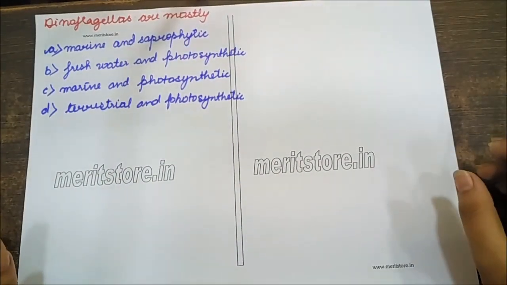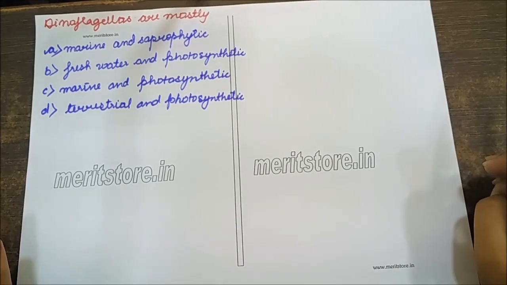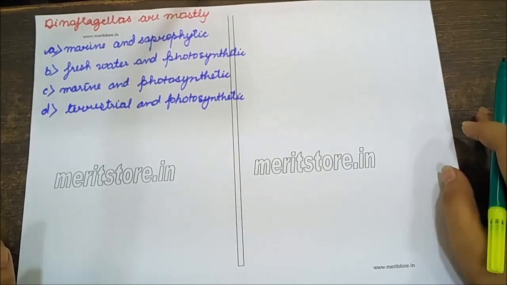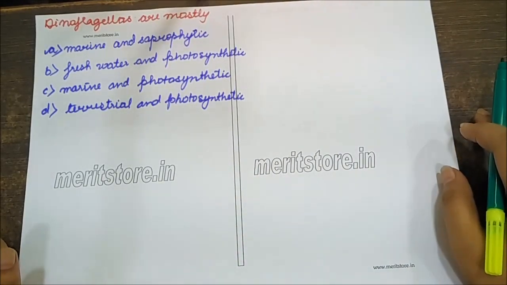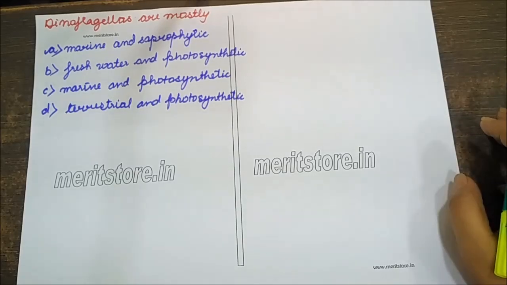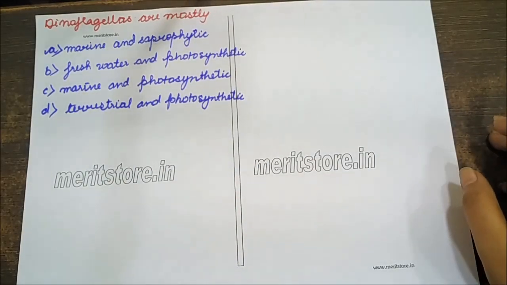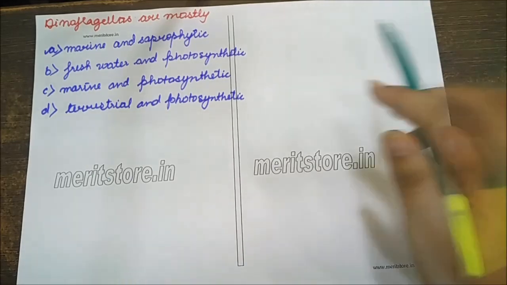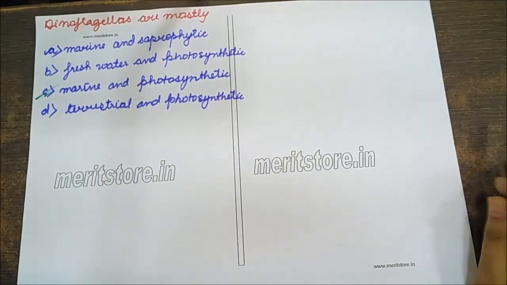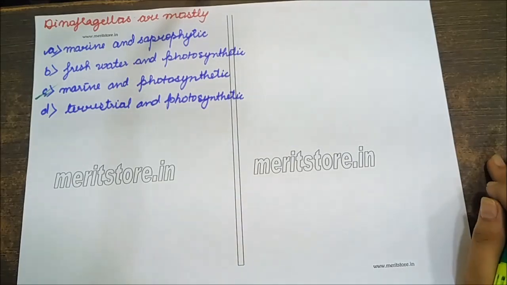Let's move on to the next question. Dinoflagellates are mostly marine and saprophytic, freshwater and photosynthetic, marine and photosynthetic, or terrestrial and photosynthetic. And the answer for this is marine and photosynthetic. Let's know how.